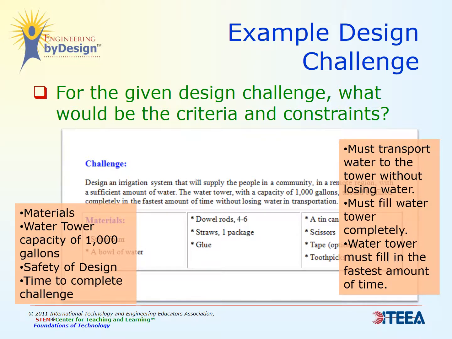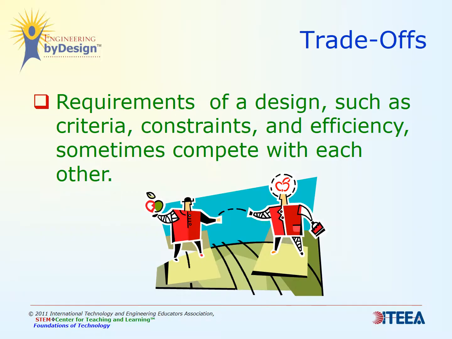Now, your constraints: your materials, your water tower capacity of 1,000 gallons, your safety of design, and the time to complete the challenge. So we have discussed the criteria and the constraints.